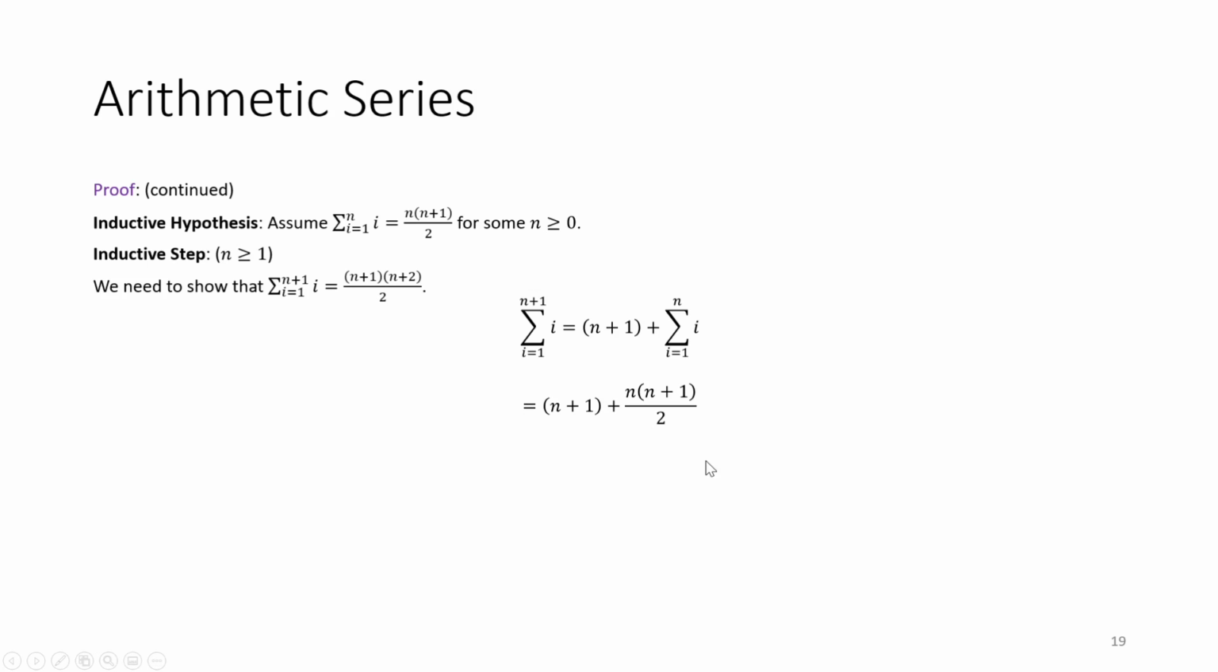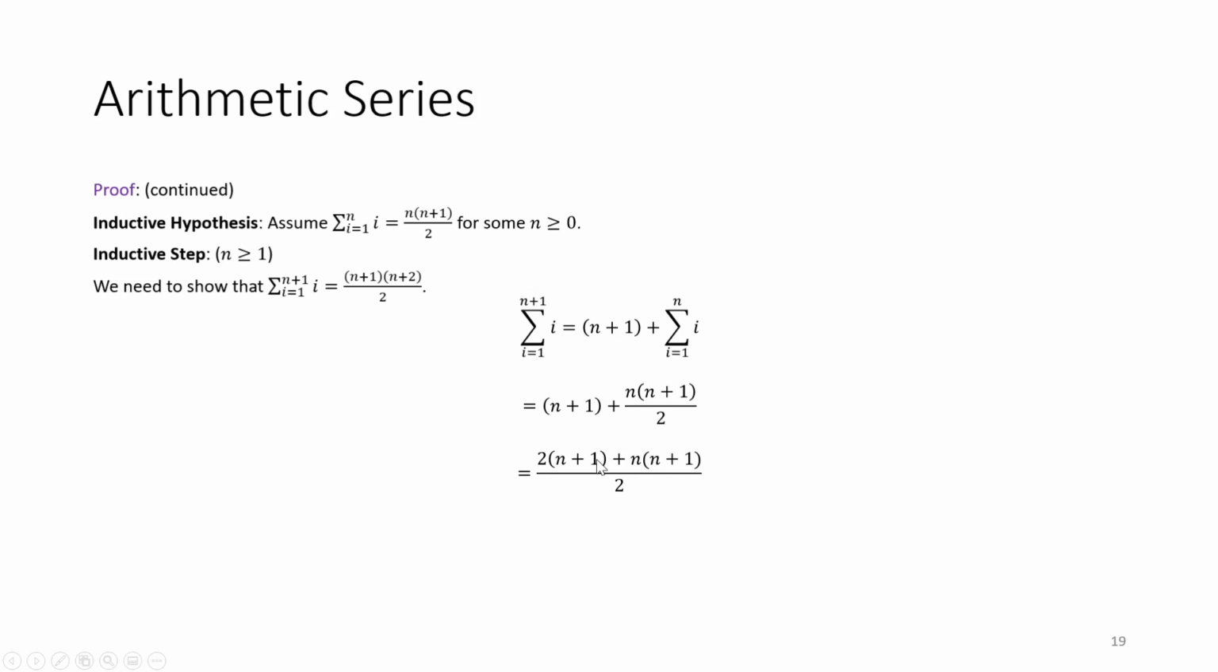What do you think the next step might be? Well, here I've got a fraction. If I want to add these together, blend these together, I need to make the fractions be in the same terms. So I have the same denominator. So I'll multiply this left-hand side by 2 to be able to do that. So I'm going to get 2 times n plus 1 plus n times n plus 1.